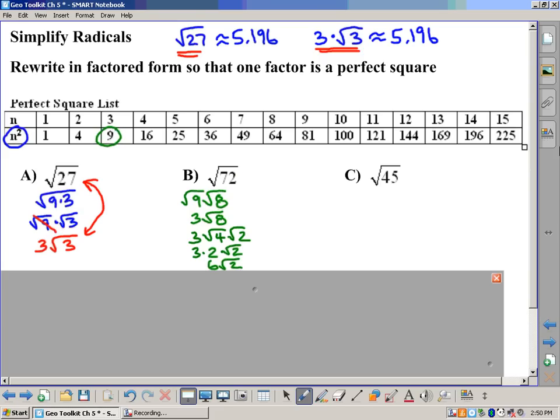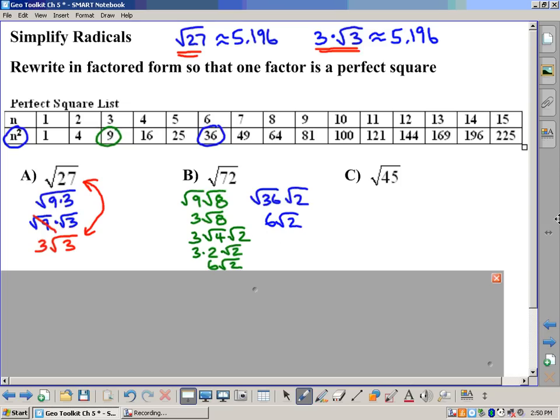So the question also is, is there a way to do this in an easier way? And the answer is yes. What you want to do is, I know 9 goes into 72 evenly, but is there a bigger number? 16, no. 25, no. Well, 36. So 36 actually is the biggest number possible, and it's simpler and easier if you find the biggest number possible. So 72 is the same thing as 36 times 2, and the square root of 36 is 6, so it becomes 6 square root 2.